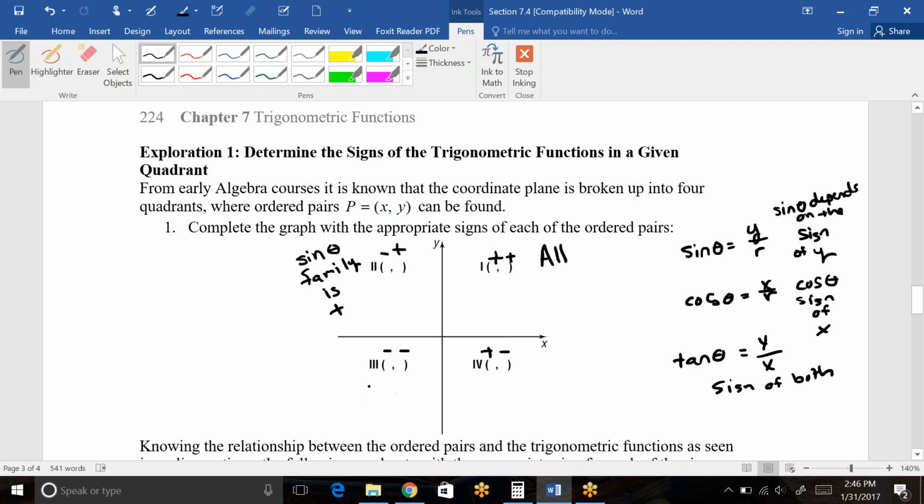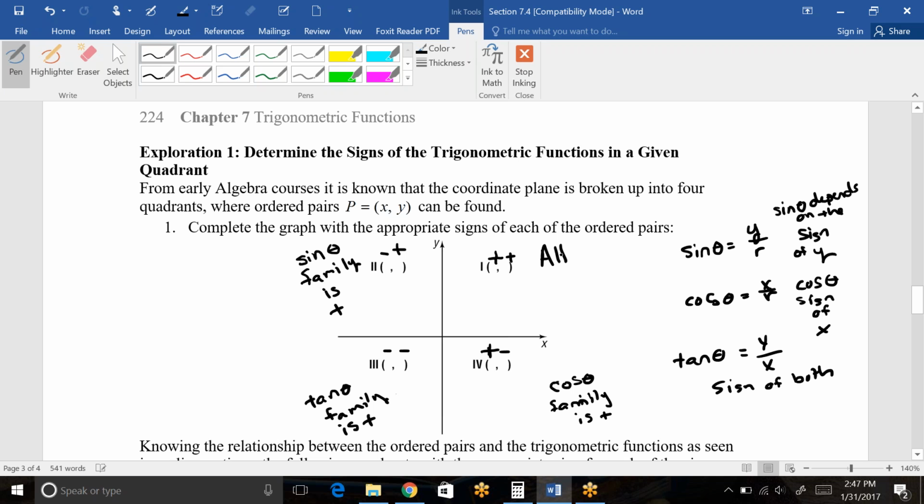In quadrant 3, y is negative, so that messes up sine being positive. X is negative, which messes up cosine being positive, but tangent is a negative over a negative, which means that the tangent family is positive down here. That means cotangent would also be positive. And then in this last case, sine is going to be negative because the y is negative. Cosine will be positive because the x is positive, and tangent again has opposite signs, so it's going to be negative. So this is where the cosine theta family is positive.